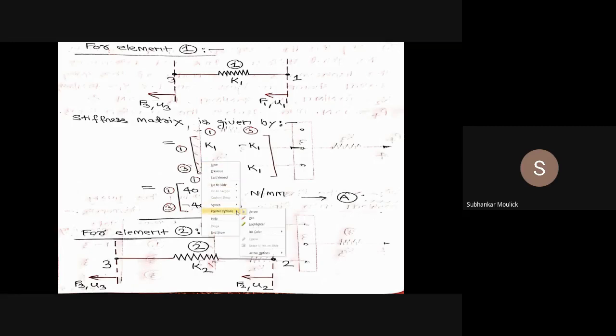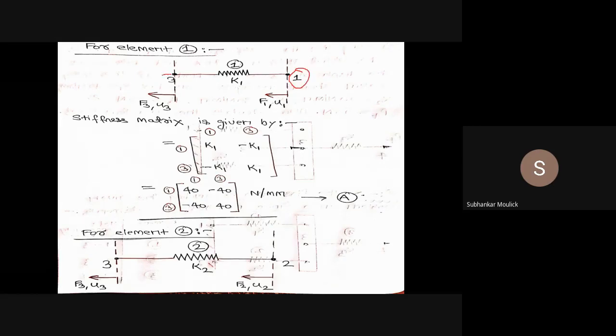The size of the local stiffness matrix will be equal to the total number of nodes present in the element. In element number 1, there are a total of 2 nodes present: one is node number 1 and another is node number 3. So the size of the local stiffness matrix will be a 2 cross 2 matrix, 2 rows and 2 columns. The first row will be node 1, the second row will be node 3. Similarly, the first column will be node 1 and the second column will be node 3. In between, this stiffness will come, that is K1, minus K1, minus K1, K1.